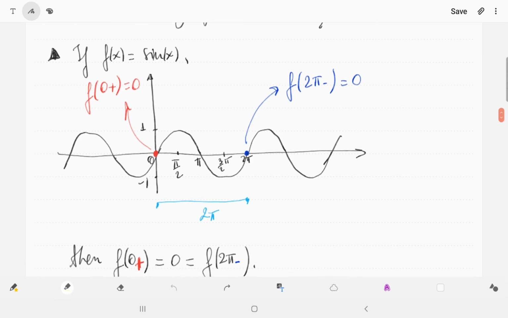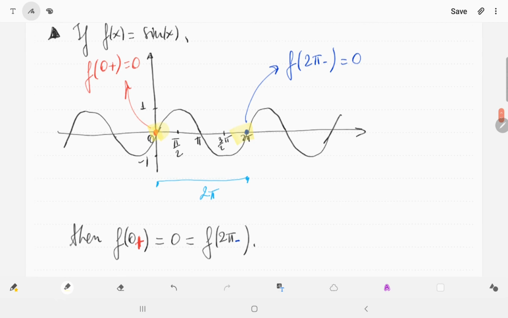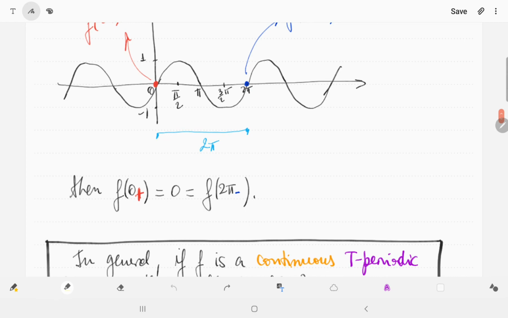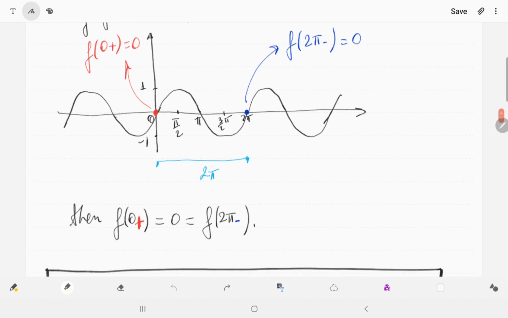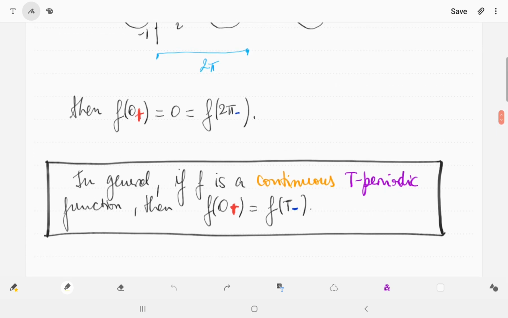Okay, if we take this other function, sine of x, we know that this is a 2π-periodic function, but here we are super lucky because this right limit and this left limit coincide. They are both equal to 0. So this is a continuous function. Okay, so in general, if f is a continuous T-periodic function, then we have this identity.